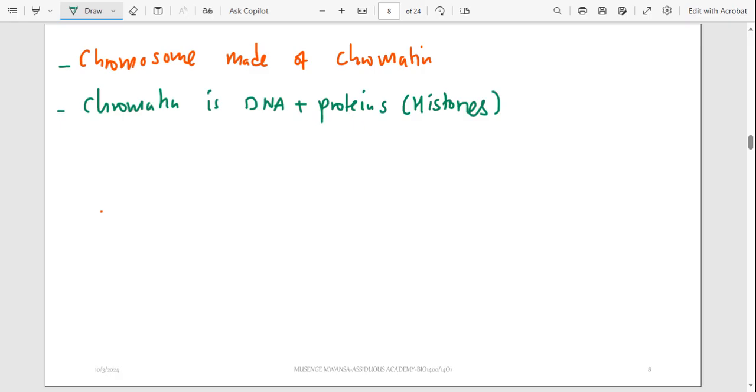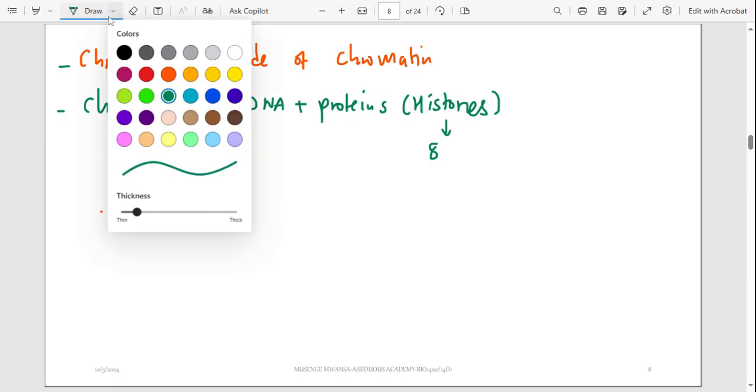Okay. So when it comes to histones in DNA, you have got eight types. Eight. These, remember, are proteins. So I've got eight histones that are going to be found in DNA. And these are basically proteins around which the DNA will be able to wrap. All right. So let's now understand how a chromosome is going to be made up.